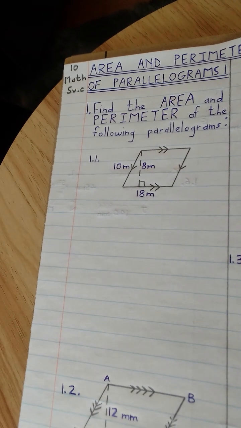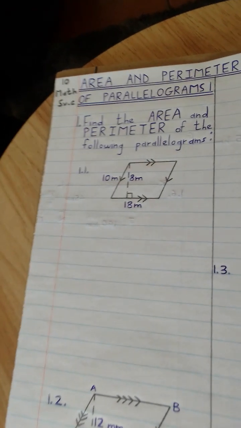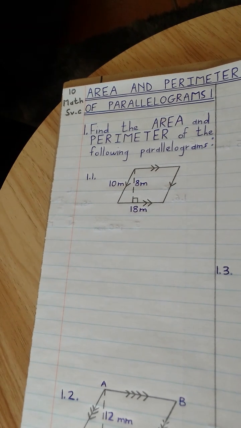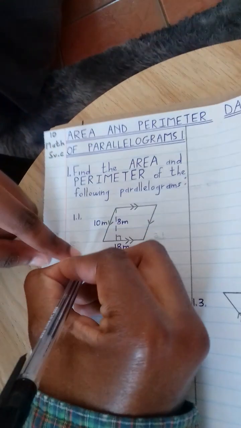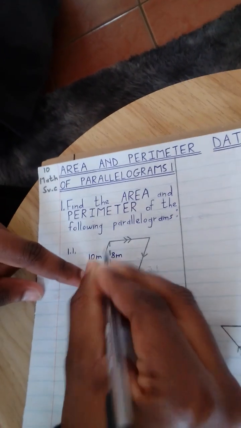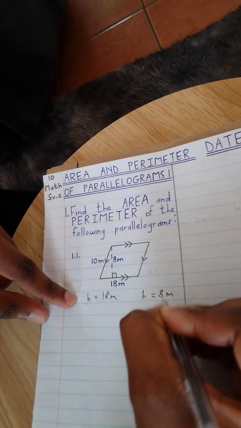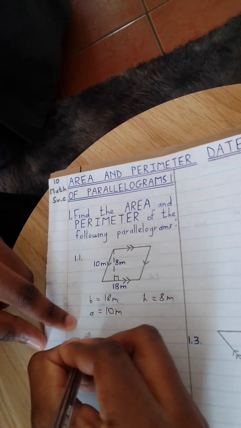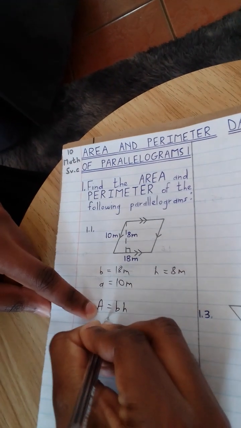So number 1 states, find the area and perimeter of the following parallelograms. 1.1, we have that parallelogram, right? So this is the base, 18 meters, perpendicular height 8 meters, and then other side 10 meters, right? So area, base times perpendicular height.